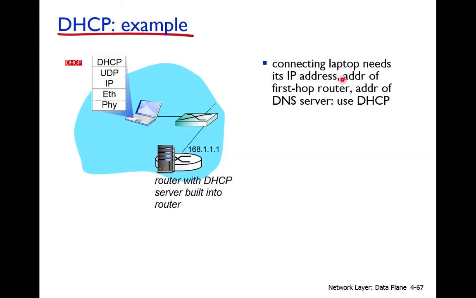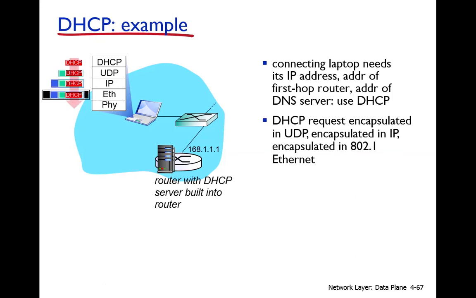So the connecting laptop needs its IP address. When this laptop wants to join the network, it needs an IP address, it needs the gateway address, and it needs the address of the DNS server for this network. For this purpose, one approach is to get them manually, and another approach is to use DHCP. So this is the DHCP protocol. It is an application, and it works this way in the protocol stack.